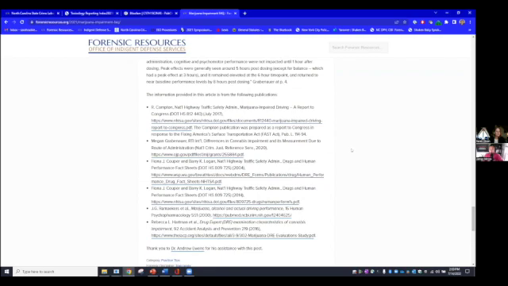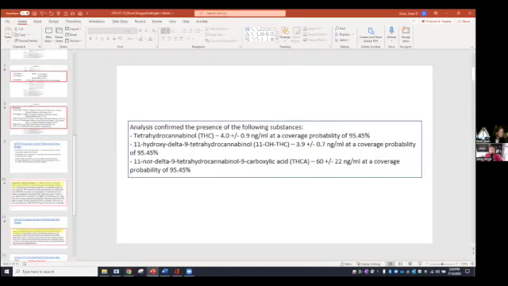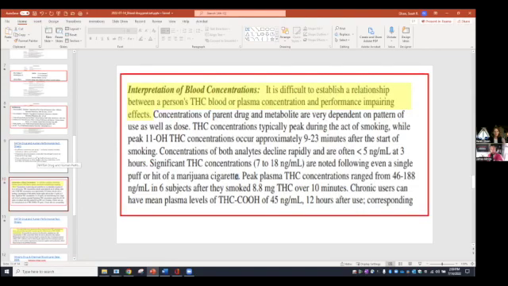Also, we talked earlier about the 5 nanograms per milliliter. If your client has 5 nanograms or more, I wouldn't say that that's per se impairment either, because there are publications that say it's difficult to form an opinion about impairment based just on the THC. And I wanted to show you a couple of slides from NHTSA. I'll share that link with the podcast notes, so anybody that wants to go to that, I'll share the link.